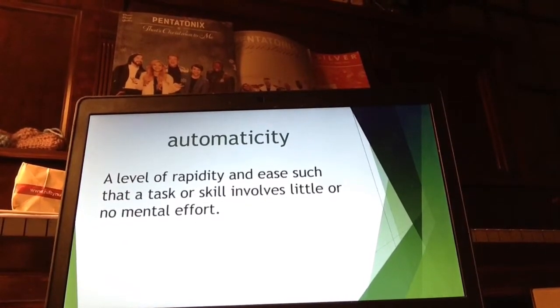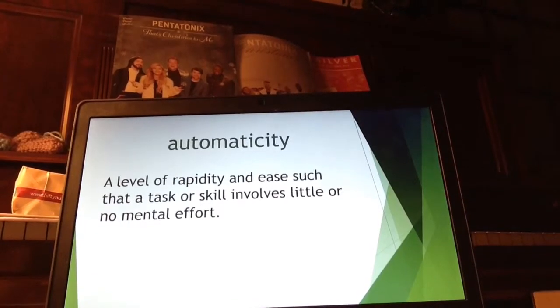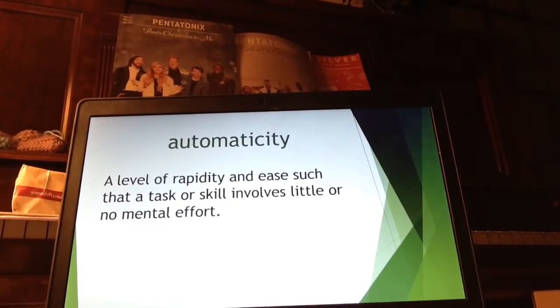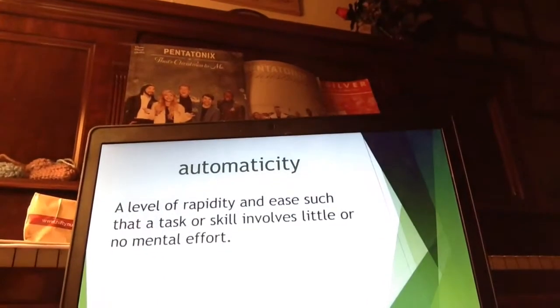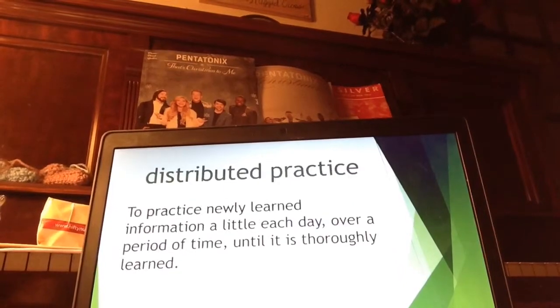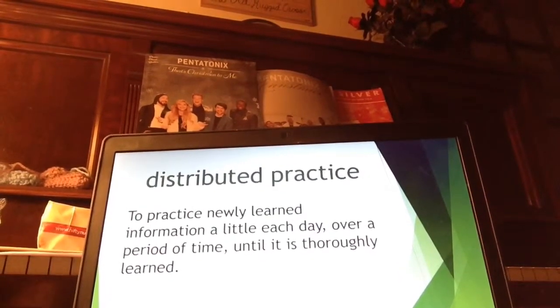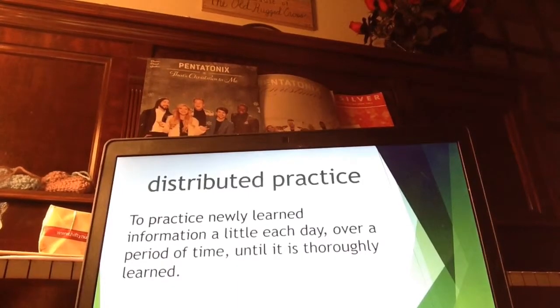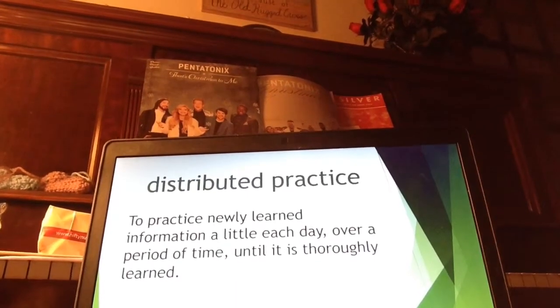Automaticity is a level of rapidity and ease such that a task or skill involves little or no mental effort. So it's just automatic, just like it sounds, automaticity.